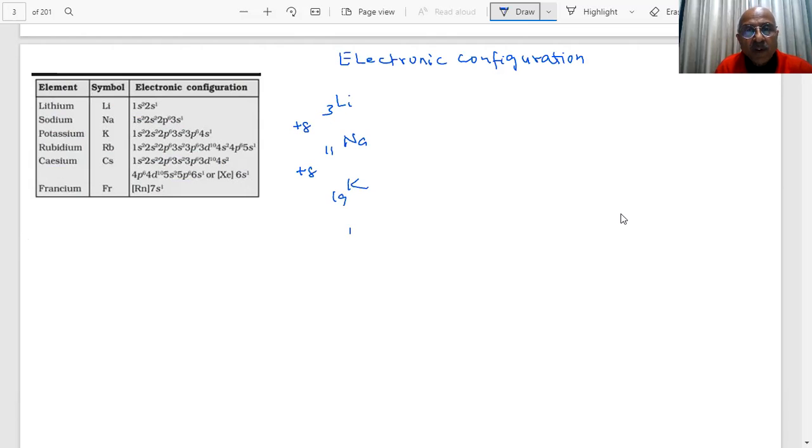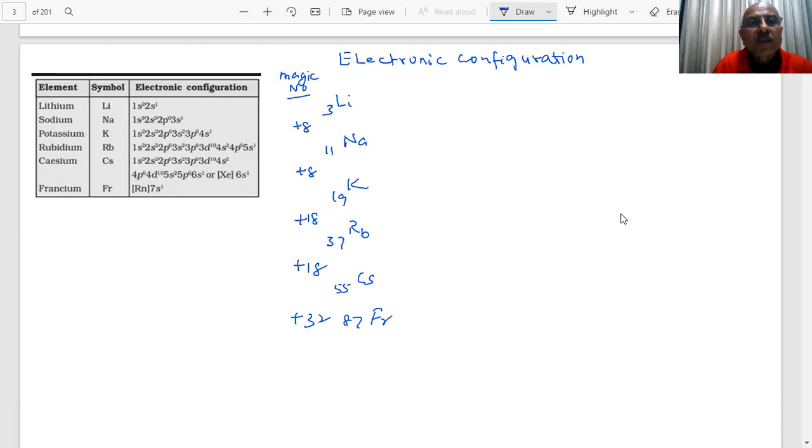Lithium, sodium, potassium, rubidium, you add 18. What will you get? 37. Lithium, sodium, potassium, this is Rb. I'm saying, students, rubidium. Add another 18. What will you get? Cesium. 18 plus 37, what will that be? 55. Then you add 32. What will be the answer? 87, francium.